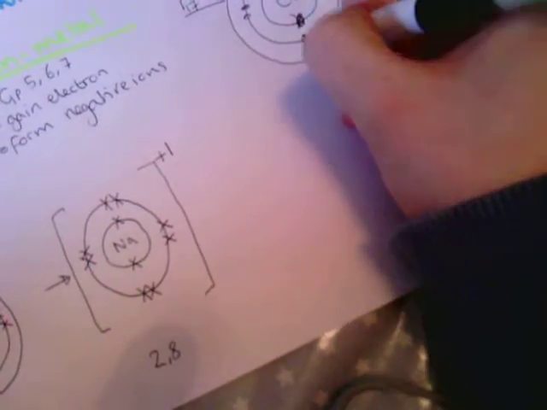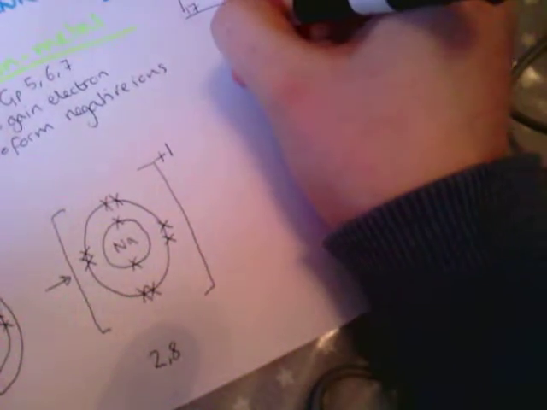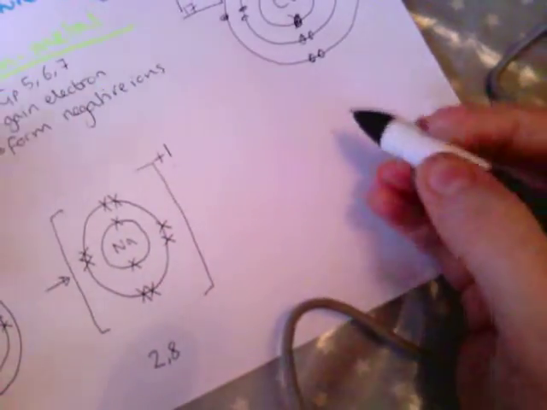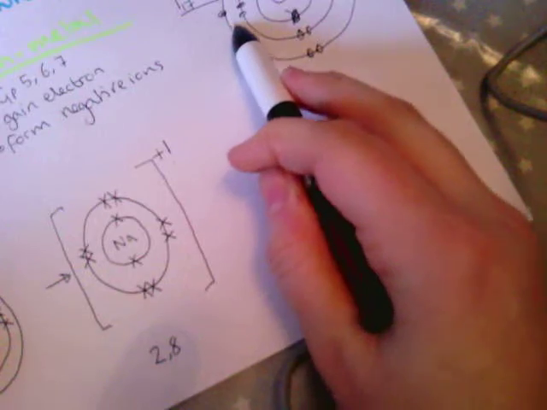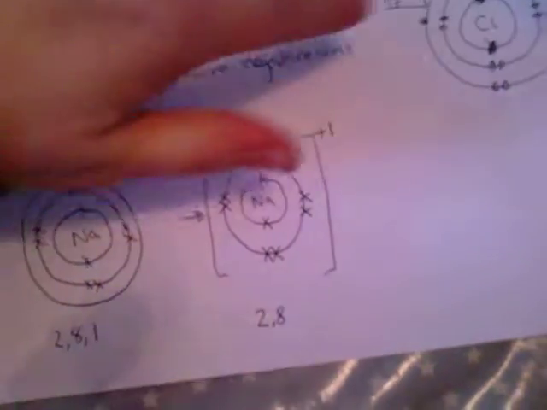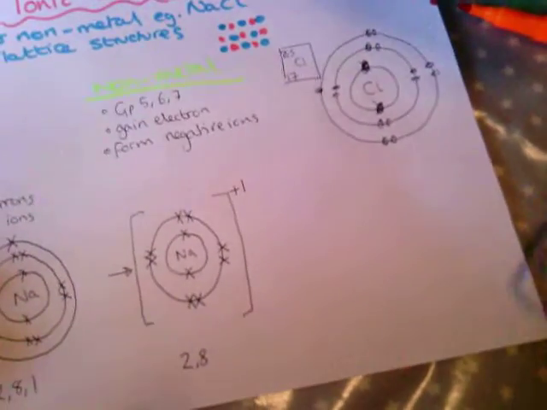So that's our chlorine one. And you can see here, there's one space here which needs filling. And this electron that we lost from out here would be going to that chlorine there. So let's draw the ion.